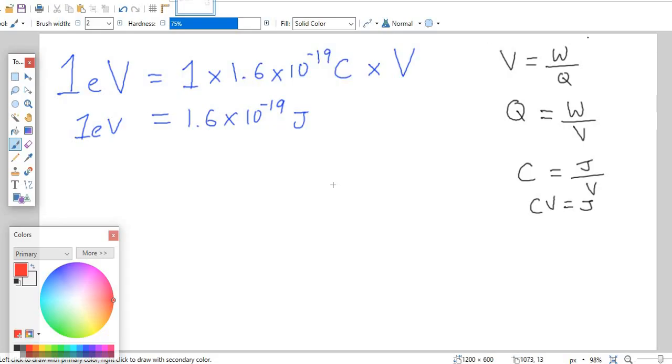Again, you have learned this formula previously when you learnt about the definition of volt. Okay. So I am going to use this formula now to show you that coulomb volt is joule. Volt is equal to W over Q.